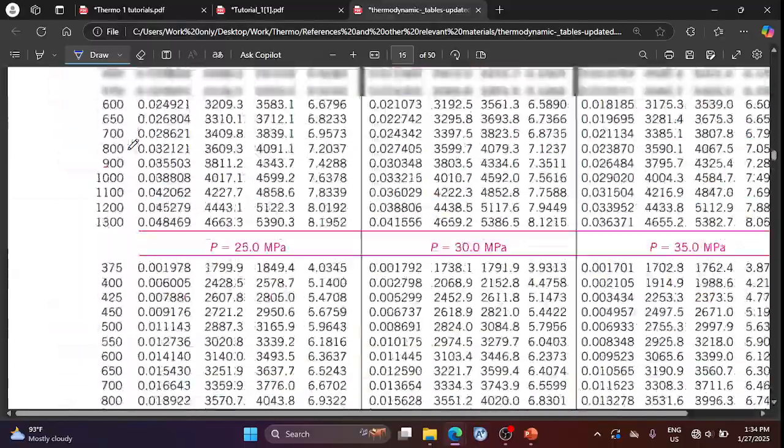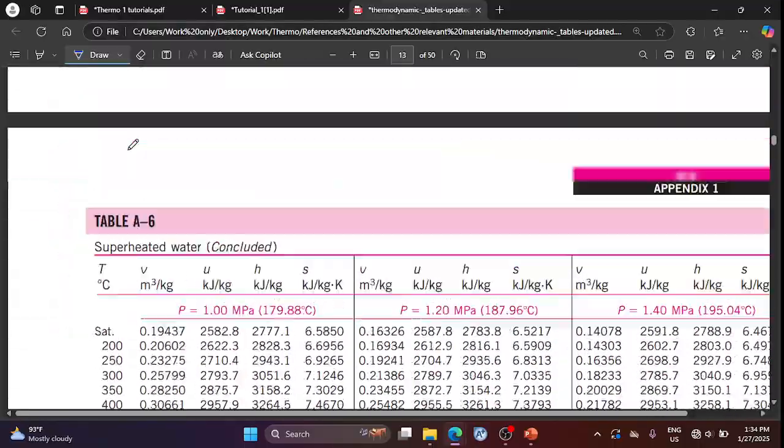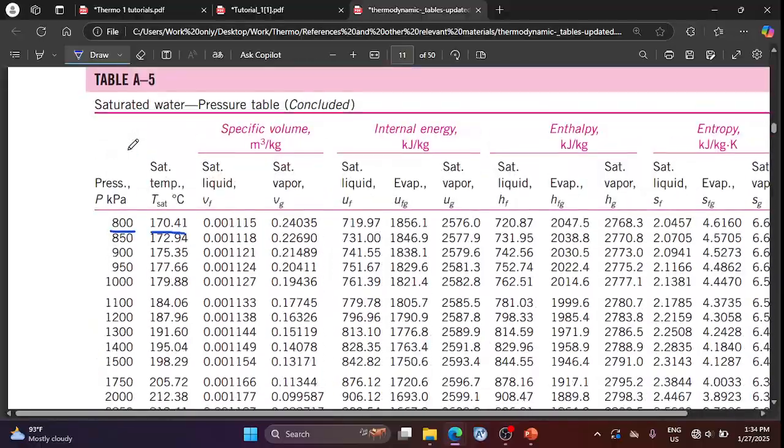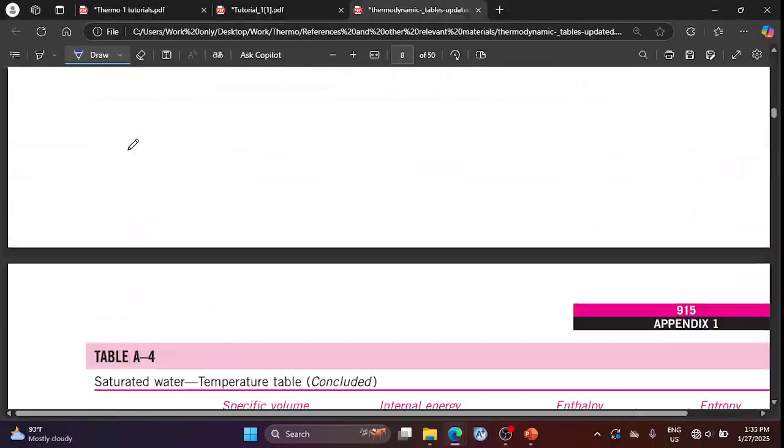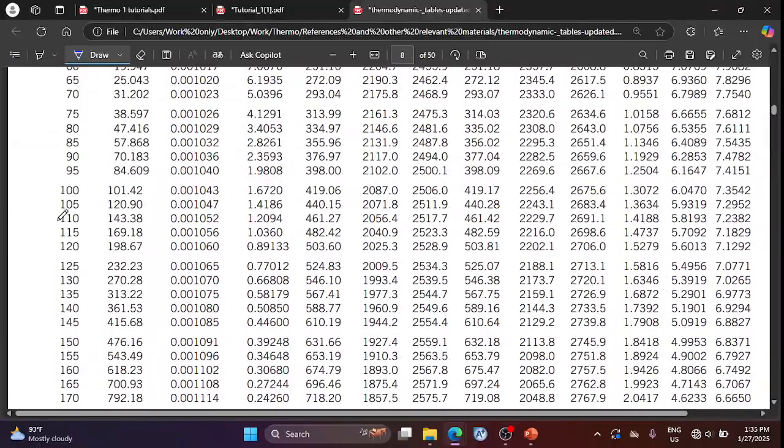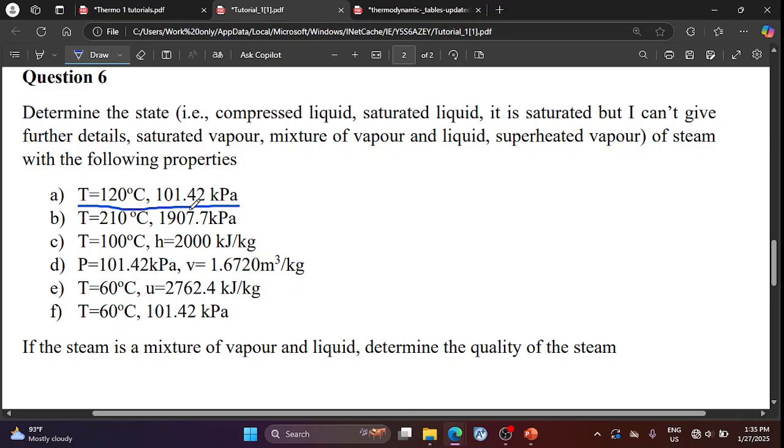If you look for 120 degrees Celsius from just the saturated part of the steam table, so that's here, 120 is here. The corresponding pressure is 198.67, but the pressure in question is 101.42. So remember, our pressure is more than the pressure required to keep it saturated. So we are pushing the molecules closer. It's going to become a compressed liquid.